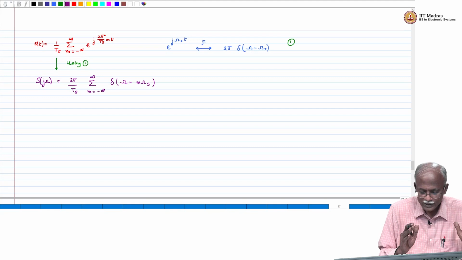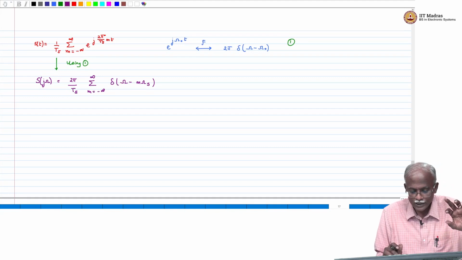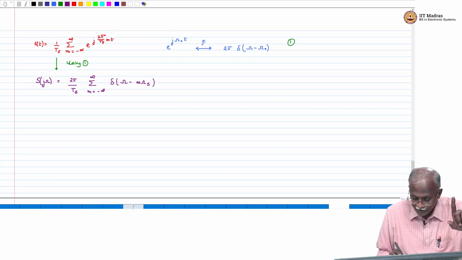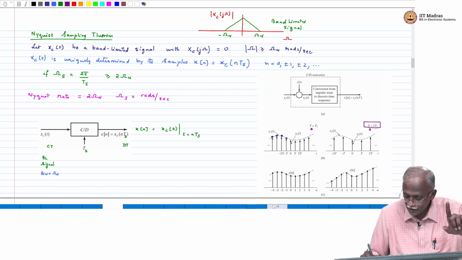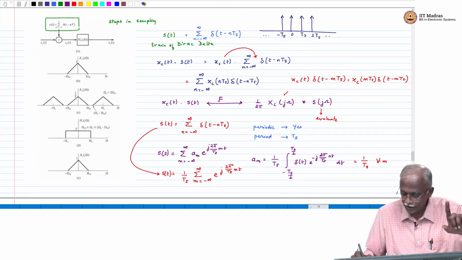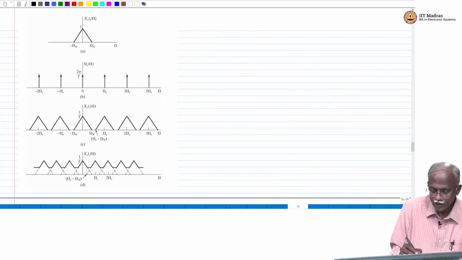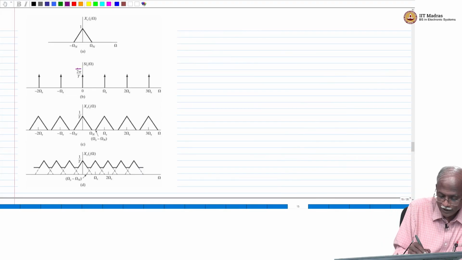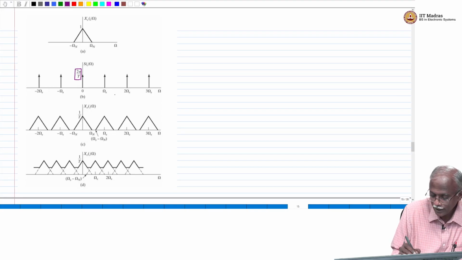So what we are saying is the Fourier transform of s of t is a sequence of Dirac deltas which are spaced at this particular rate. Okay. Notice that the height is 2 pi by Ts, so all of them are 2 pi by Ts, and the spacing is omega s. You have 0, omega s, 2 omega s, and so the spacing between these is omega s.